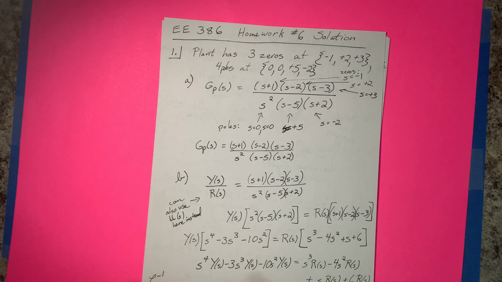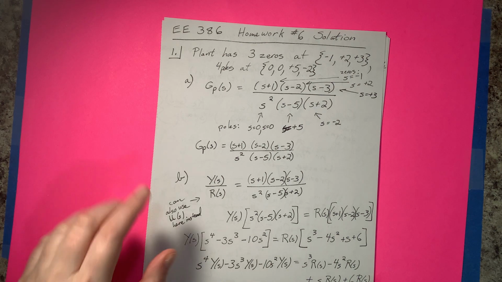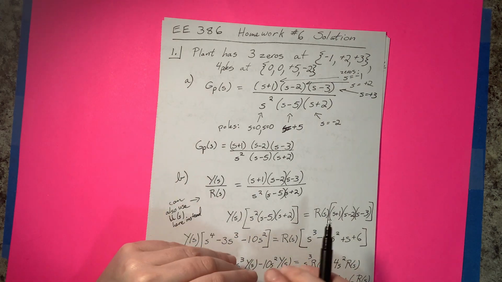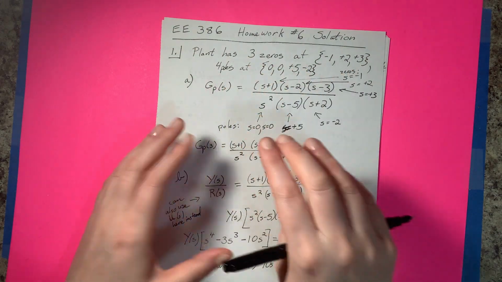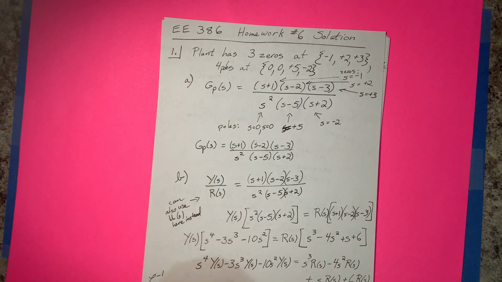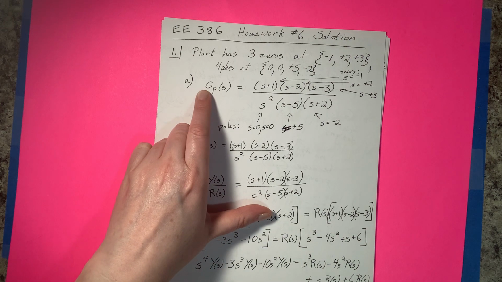This homework had 4 problems, and getting started, the first problem, we were given a description of the zeros and poles, and for part A at least, we just needed to write out what the expression for the transfer function for the plant was. So that's what GP was.